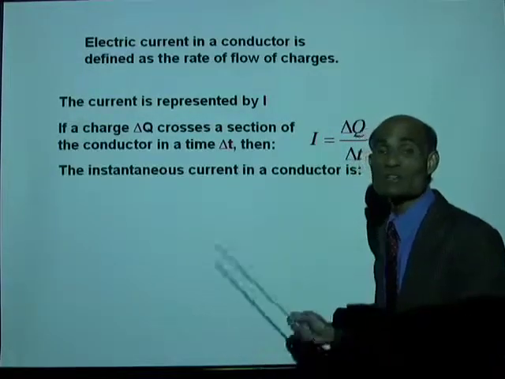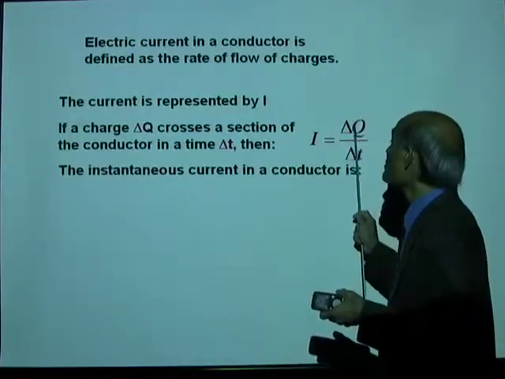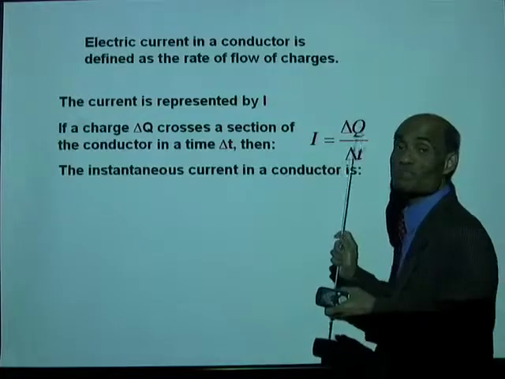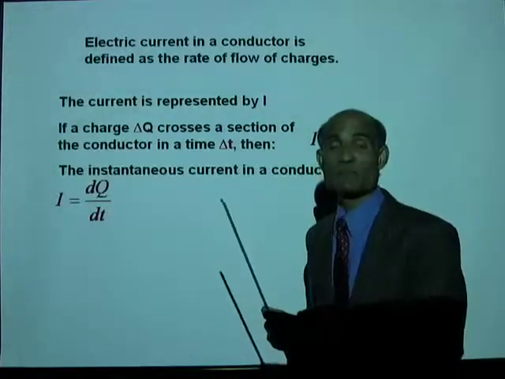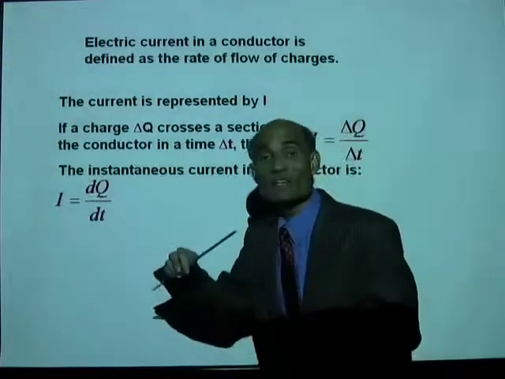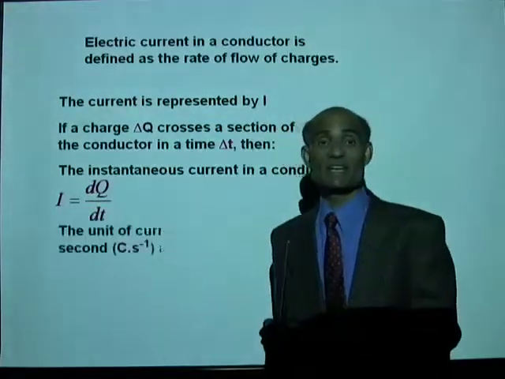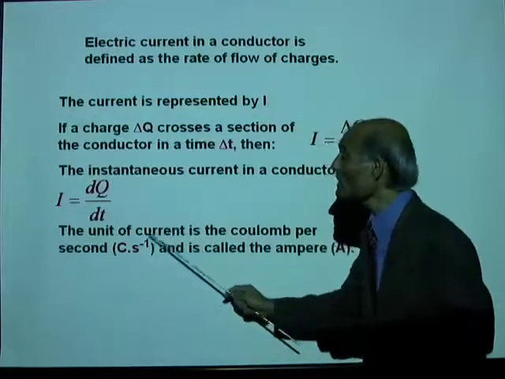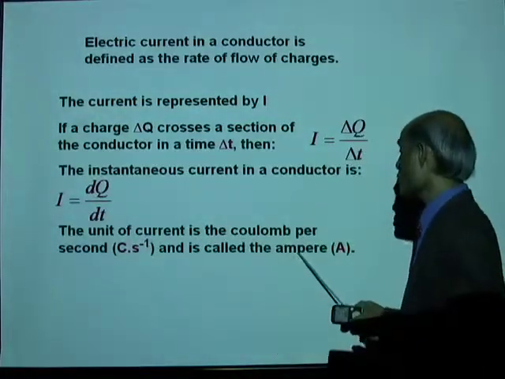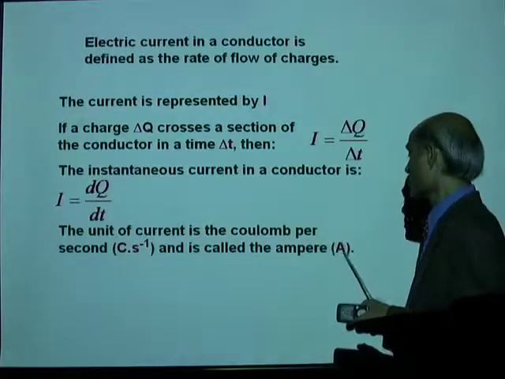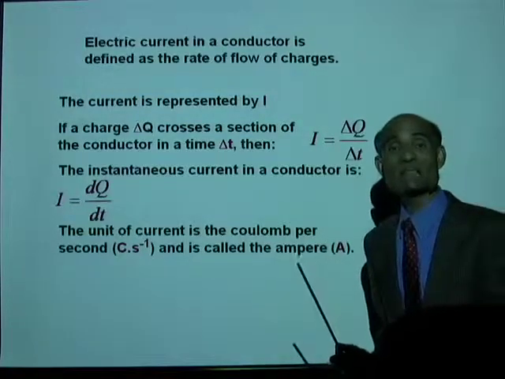Instantaneous current in a conductor is the derivative of Q with respect to T. I equal to dQ by dt. Now this is called the instantaneous current in a conductor. And the unit of current is coulombs per second and is called the ampere. It is represented by the uppercase A.